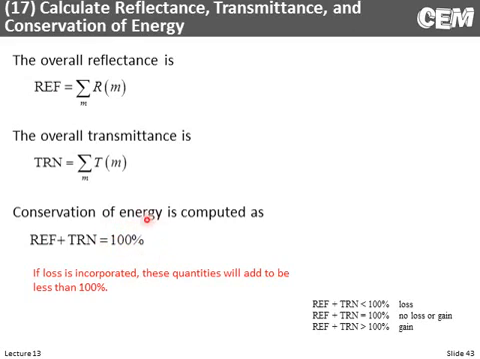If there is loss, that'll clearly be less than 100%. If there's gain, it'll be probably greater than 100%. And if you have both, well, who knows what it's going to be. But even when you have loss or gain in your model, I always recommend at least run one simulation with the loss and gain turned off, check for conservation of energy, and then turn it on.